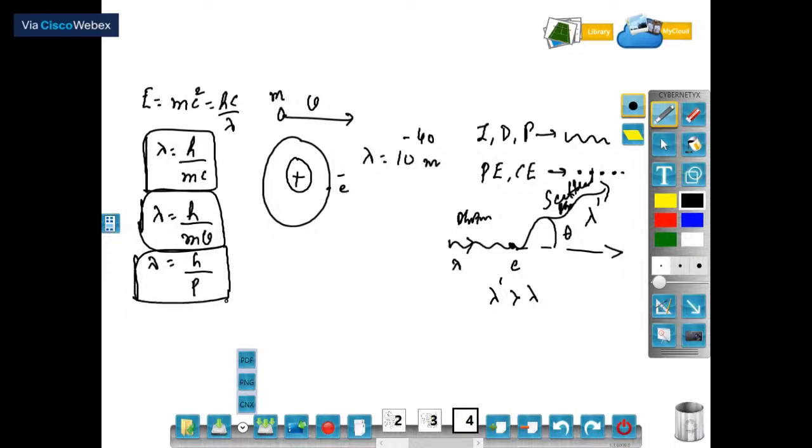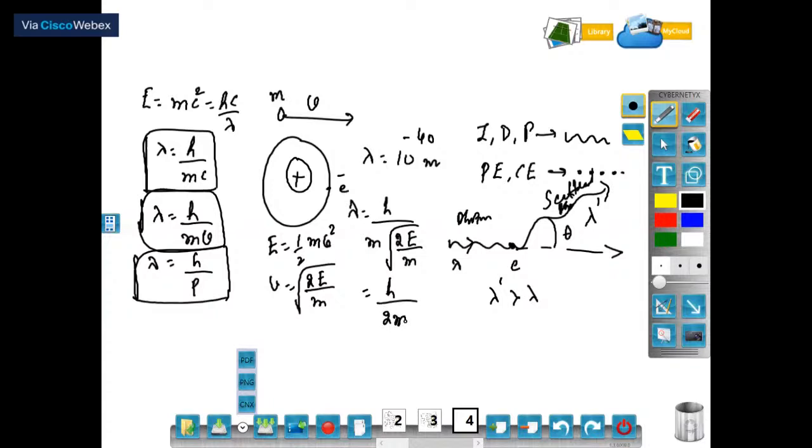If the kinetic energy of the particle is capital E, that is equal to half mv squared, then v is equal to the square root of 2E divided by m. Substituting this value of v in the middle equation, lambda becomes h upon m into the square root of 2E by m. This m can be written as root m into root m, so lambda is h upon the square root of 2mE. This is in terms of the kinetic energy.